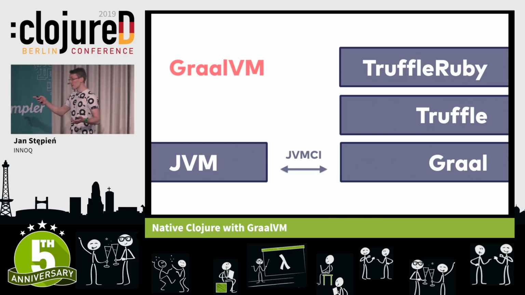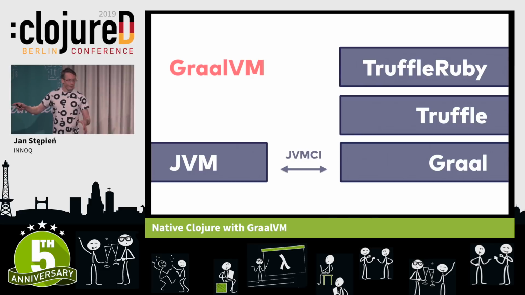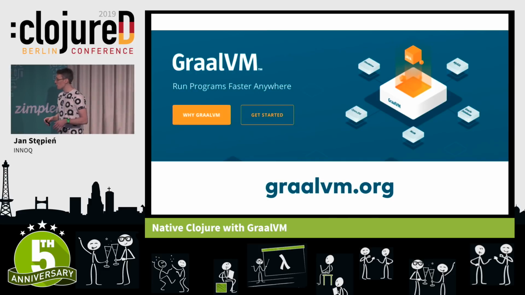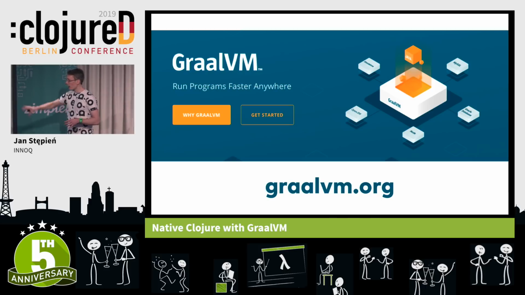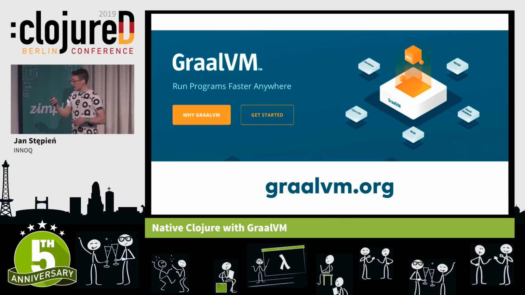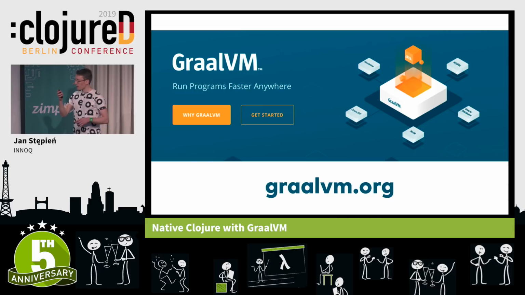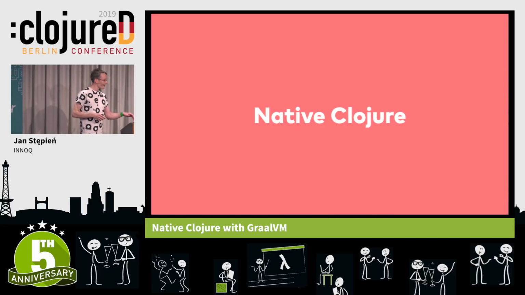So it's really impressive, and this is the just-in-time part. Now let's move to another interesting addition, the native compilation. You can get the entire package from graalvm.org, and this native part brings us to the main part of today's story, that is native Clojure.